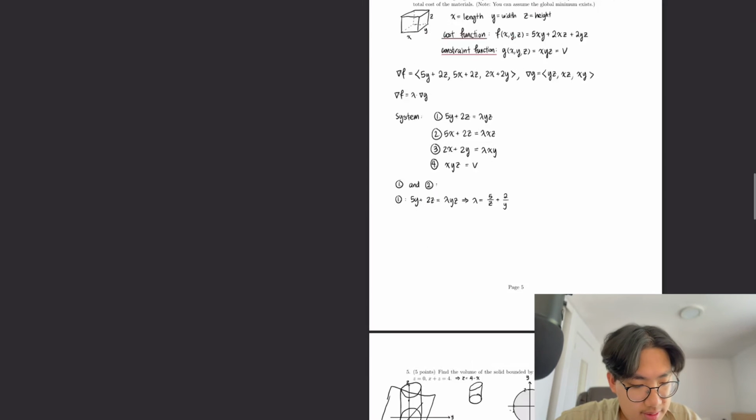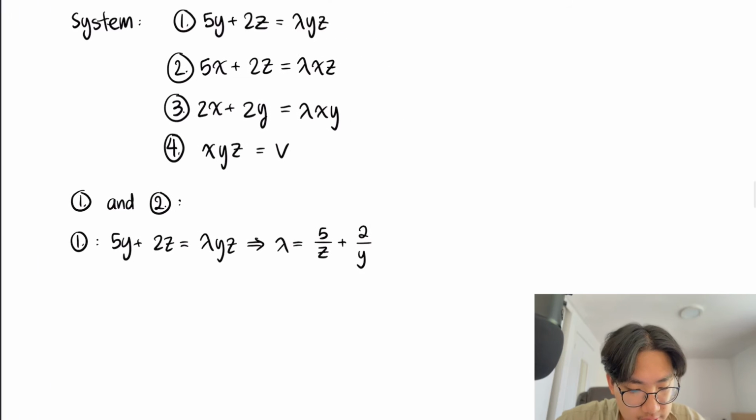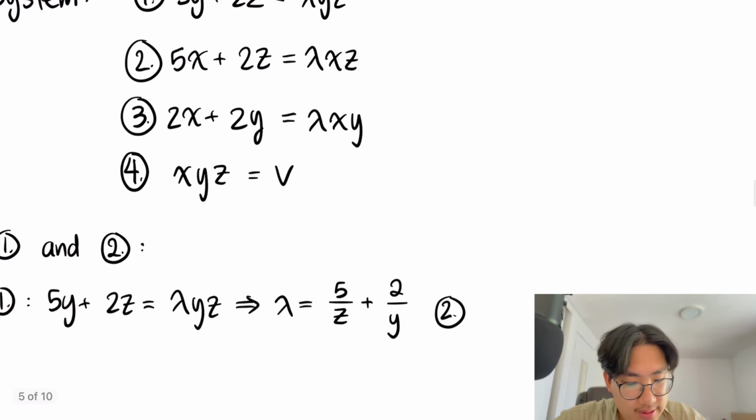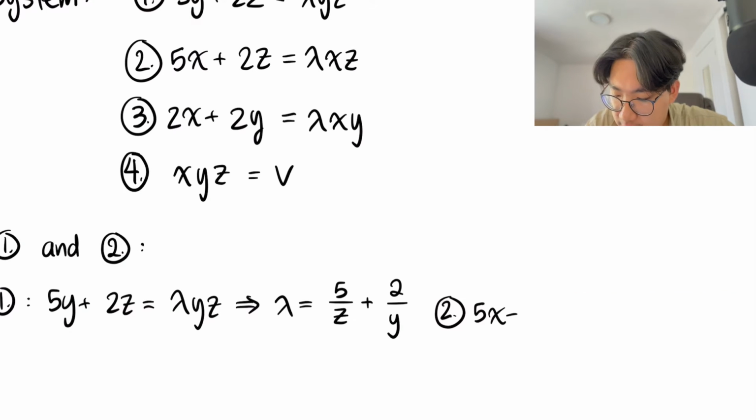Okay. And then from number 2, very similar idea, except we're dividing both sides by xz now. So you have 5x plus 2z is equal to lambda xz.